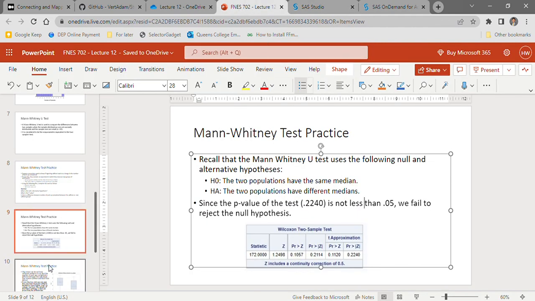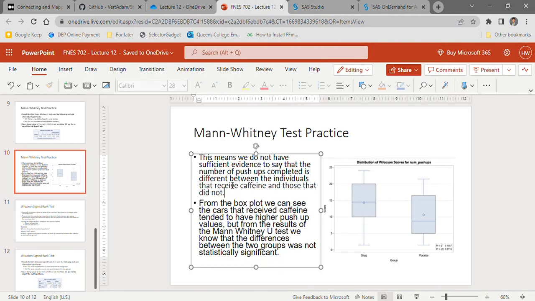All right, let's keep looking. This means that we do not have sufficient evidence to say that the number of push-ups completed is different between the individuals that received caffeine and those that did not. Okay, now let's take a look at this box plot right over here.